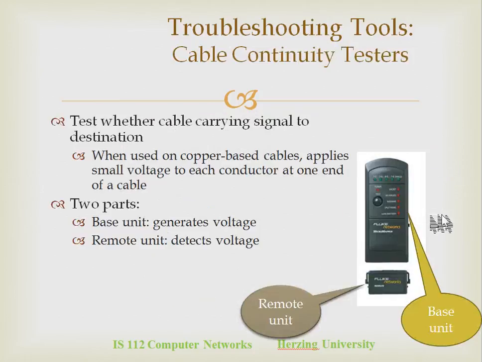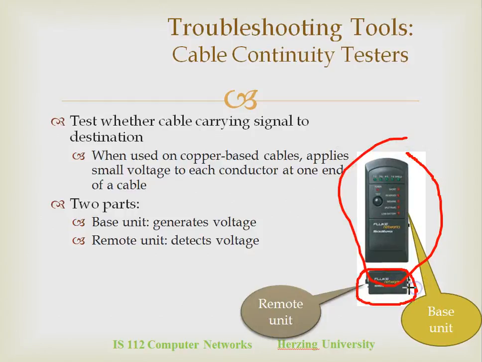Another troubleshooting tool that is great is a cable continuity tester. It's great for testing copper network cabling. On one end of the cabling connect the base unit, which is right here, and then on the other end connect the remote unit. So the cable goes between these two, and the tester will determine if the wiring is good.